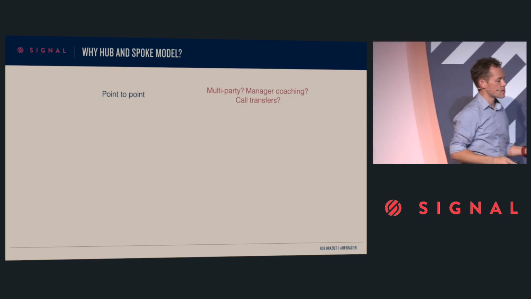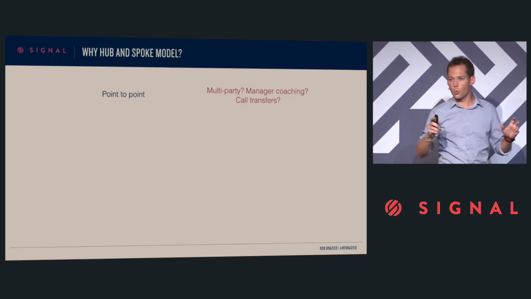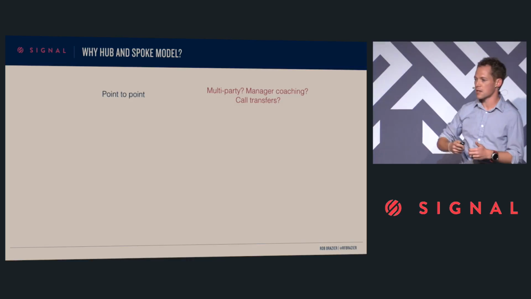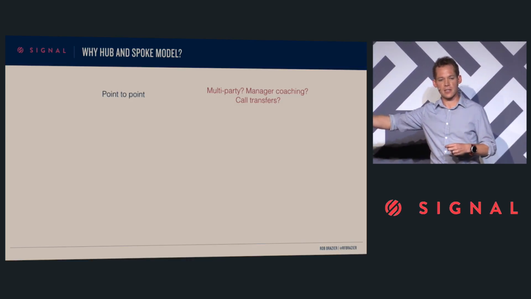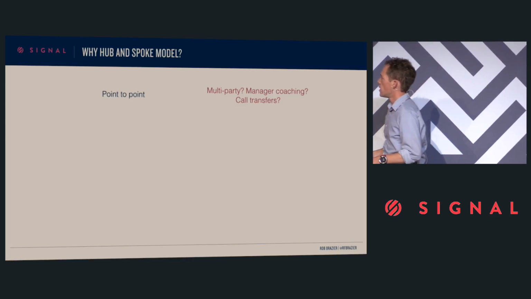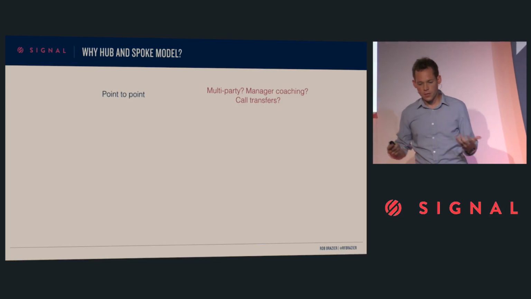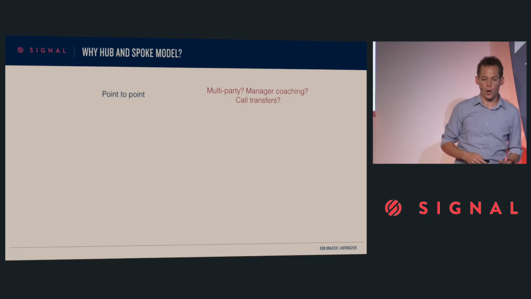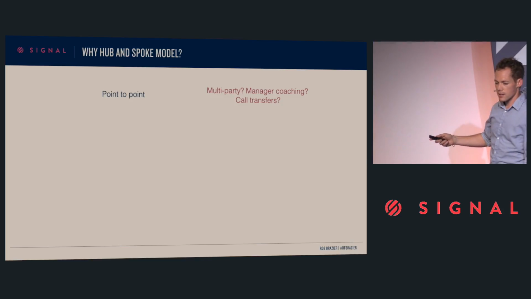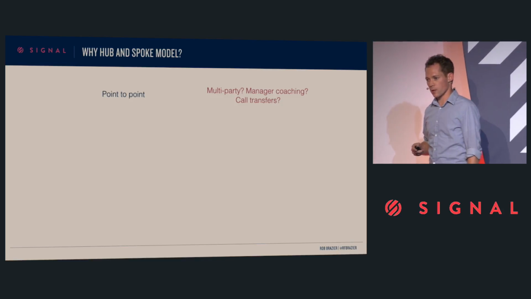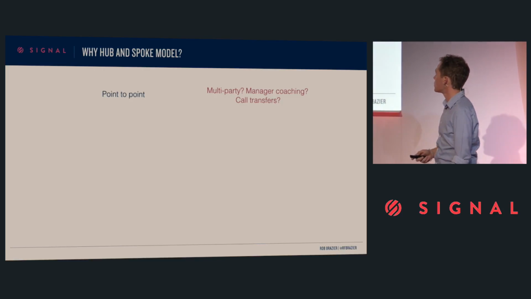Or we want to be able to do what's called a warm transfer. We want to have the agent bring in a tier 3 escalation agent. We want to transfer the call to them. We want to add more people to the call. These are, of course, classic multi-party scenarios. You can't do this with a point-to-point calling model. You have to introduce something else in the middle.